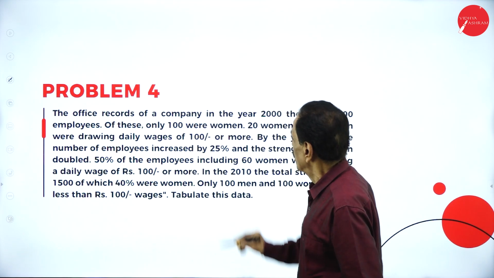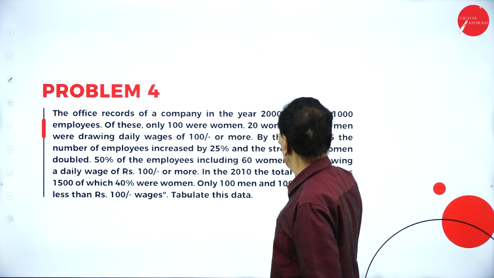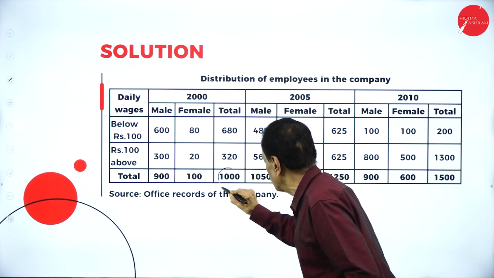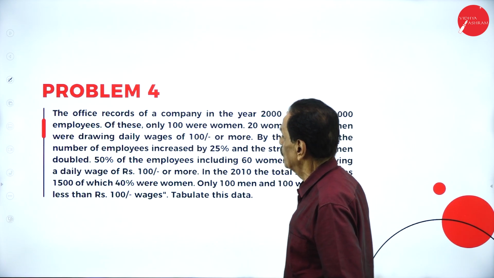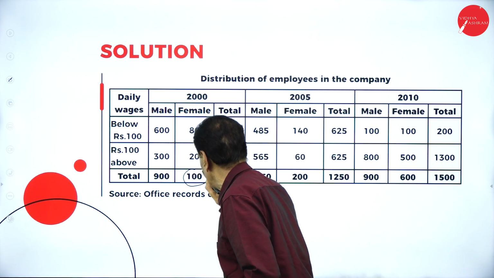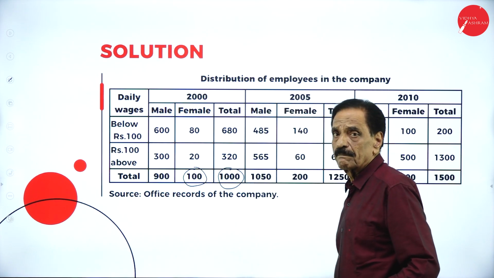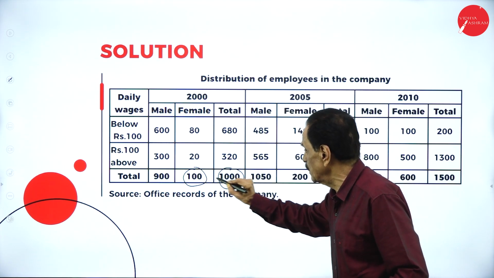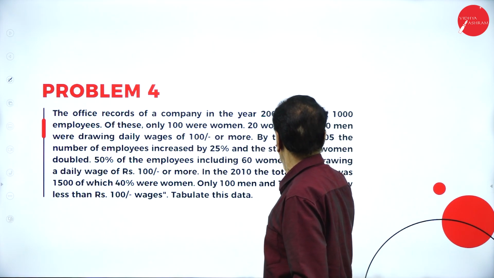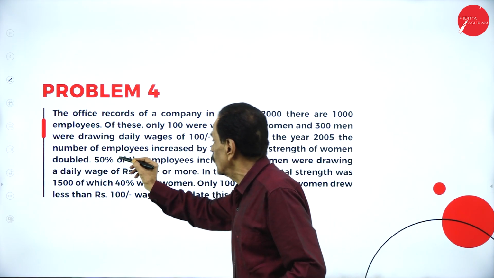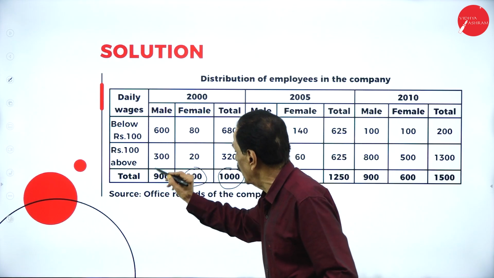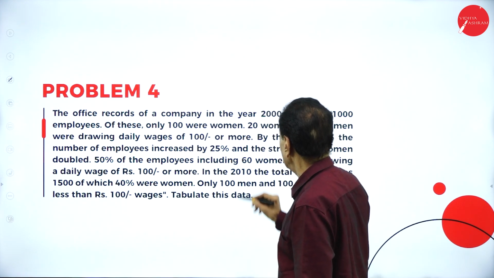Come back here. The office record of a company in the year 2000: there are 1,000 employees. So there were 1,000 employees given. Of these, 100 were women, which means 900 were men. Understand? So 1,000 minus 100 is 900. Then 20 women and 300 men were drawing daily wages of rupees 100 or more.